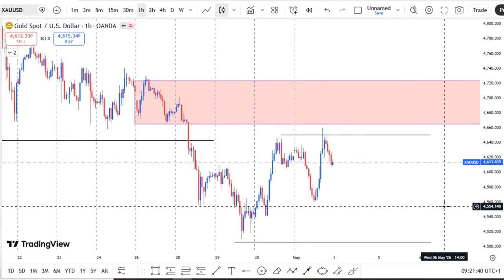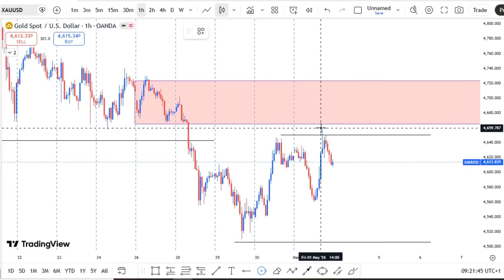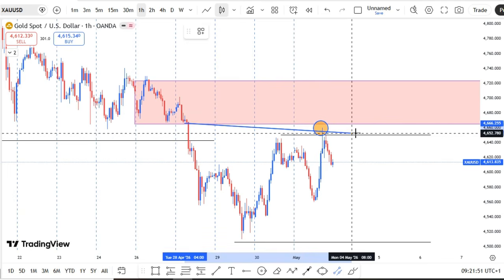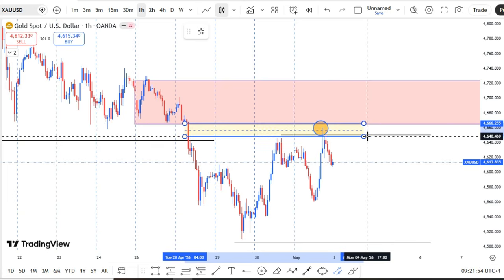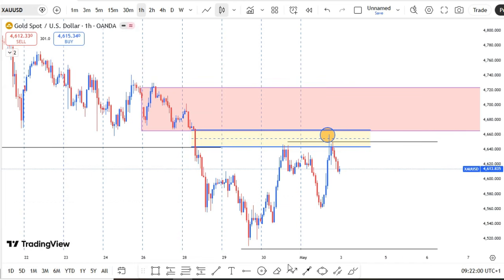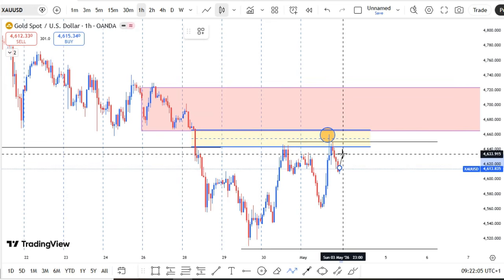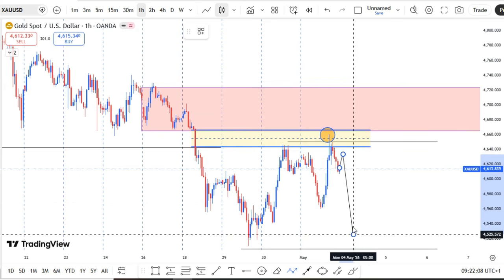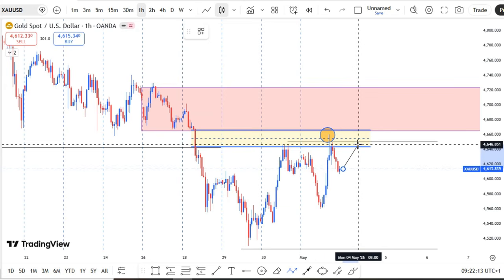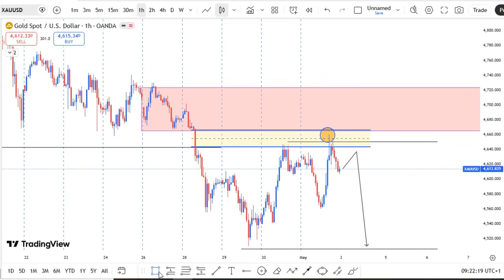So on the 1-hour time frame, we already have liquidity being taken from this level. And this is a fair value gap level which price is reacting from. So it's possible you just see a minor pullback into this zone, and then price drops to the downside. It's possible to see that move coming this Monday.